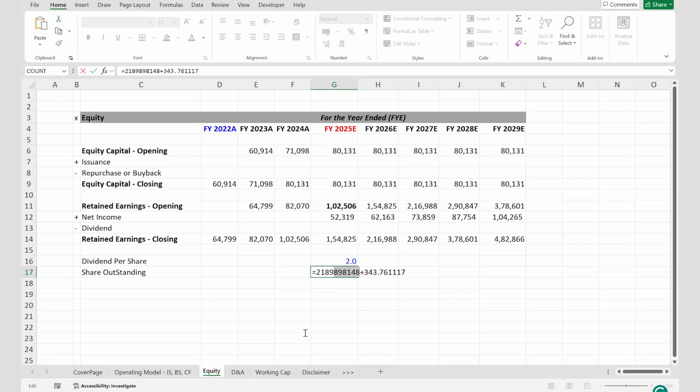So which is 1, 2, 3, 4, 5, 6. So here also I'll put a decimal. The decimal will actually make this a million value. This is my million value.